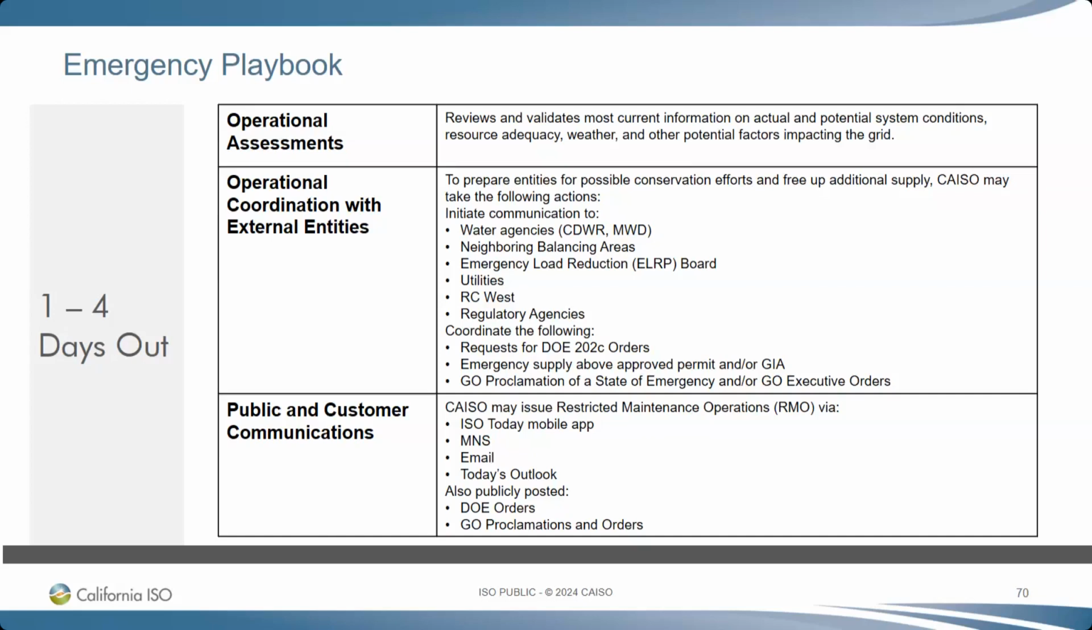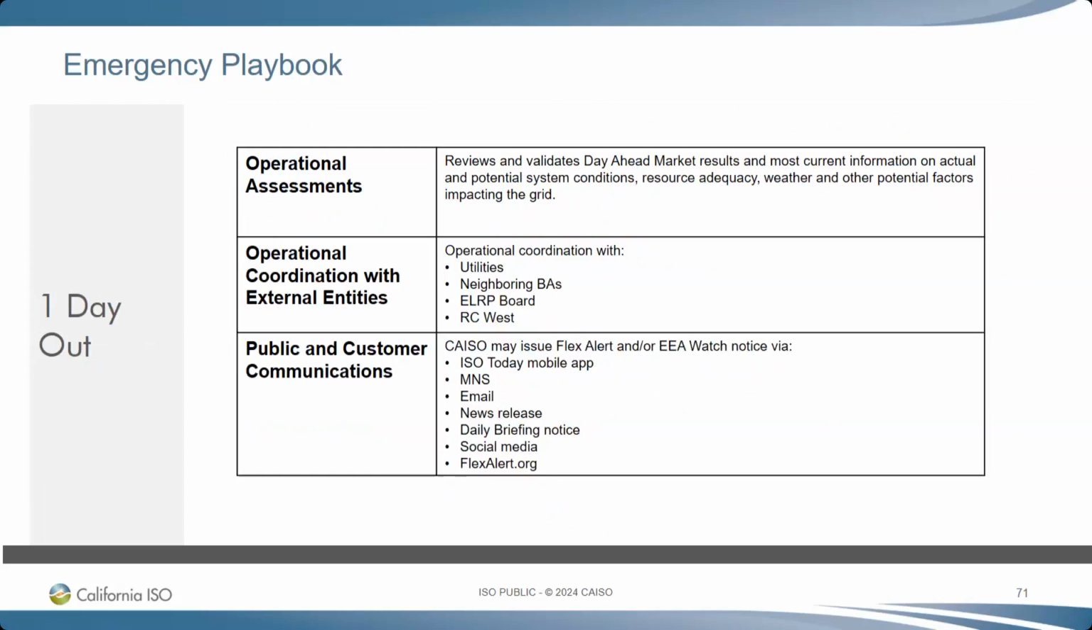Public and customer communications, again, that's where we might start putting out the restricted maintenance operations. We'll be using ISO Today mobile app, M&S, email, today's Outlook, and then DOE orders, governor's office proclamation orders, et cetera. So again, just ramping up the communications as we find appropriate.